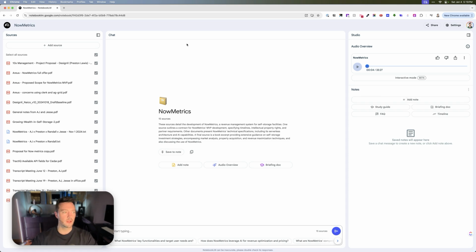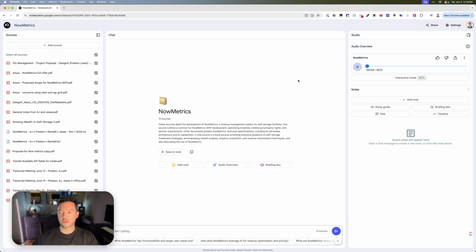Okay, so here we are in Notebook LM. This is one of my new favorite tools. One of the businesses I have with my business partner is a company called NowMetrics. This is a SaaS company, and it's a first of its kind that we're building. And we've had a zillion different notes. We've gotten different quotes from vendors. AJ's written a book on the topic. And so there's just a ton of data.